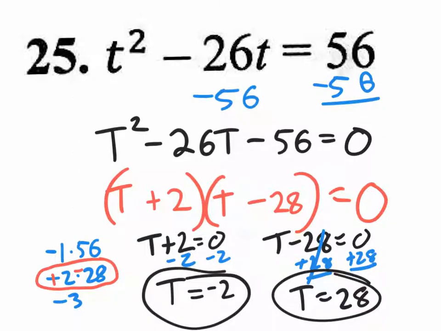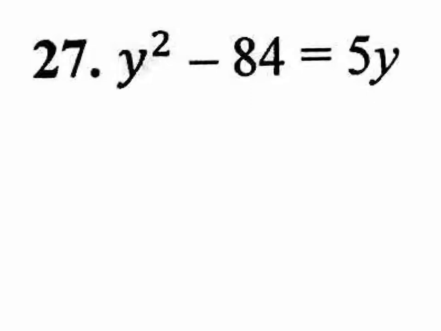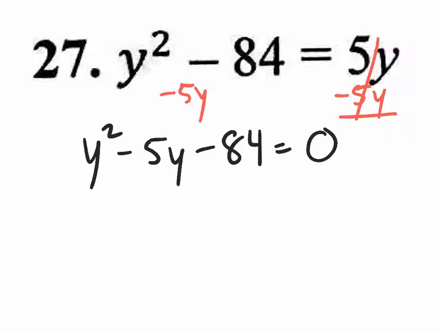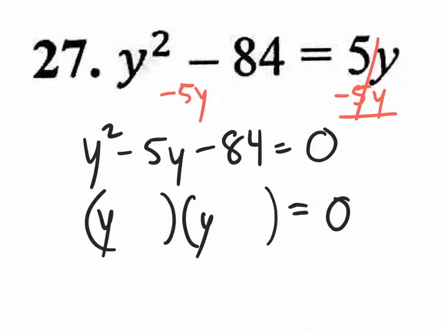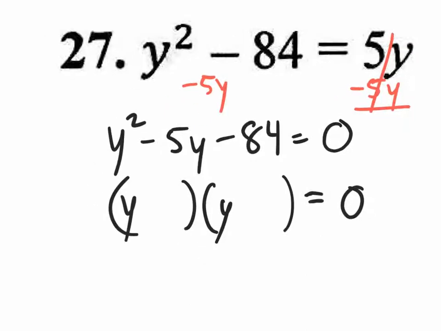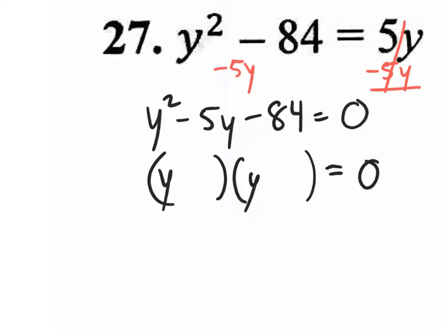Number 27. Once again, let's subtract 5y to get it equal to 0. Subtract 5y. You can't really subtract it, so you're just going to rewrite it as a quadratic trinomial set equal to 0. So there's your standard form quadratic trinomial set equal to 0. Now you could think about the shortcut of factoring, and you think what times what is negative 84 that if you combine together is negative 5. So you might want to make a list.